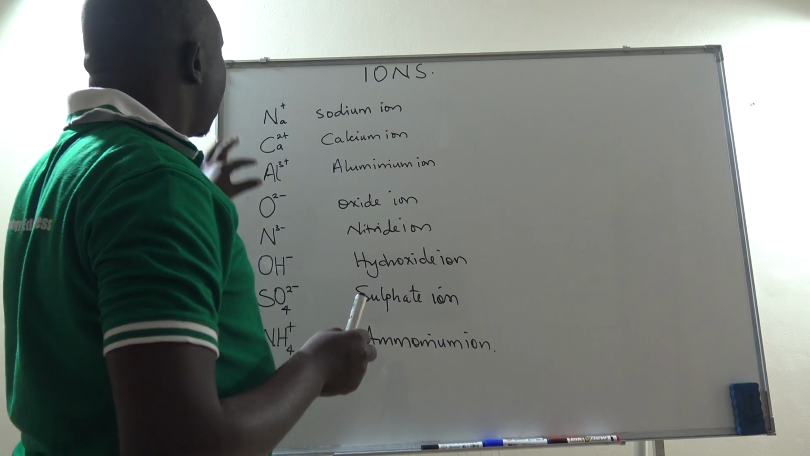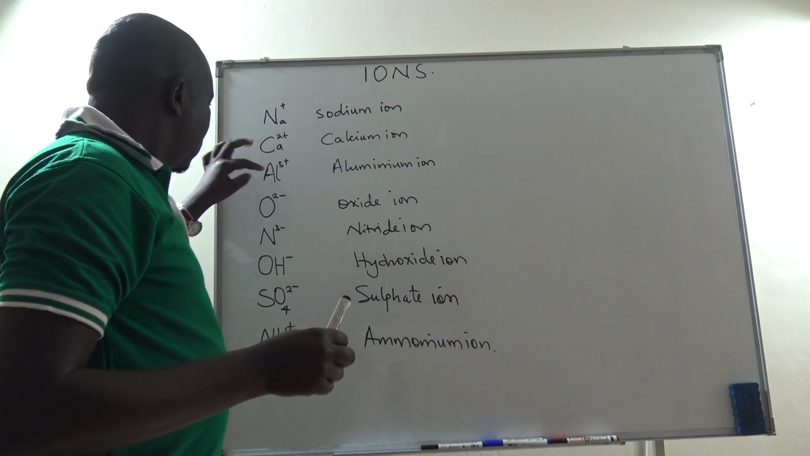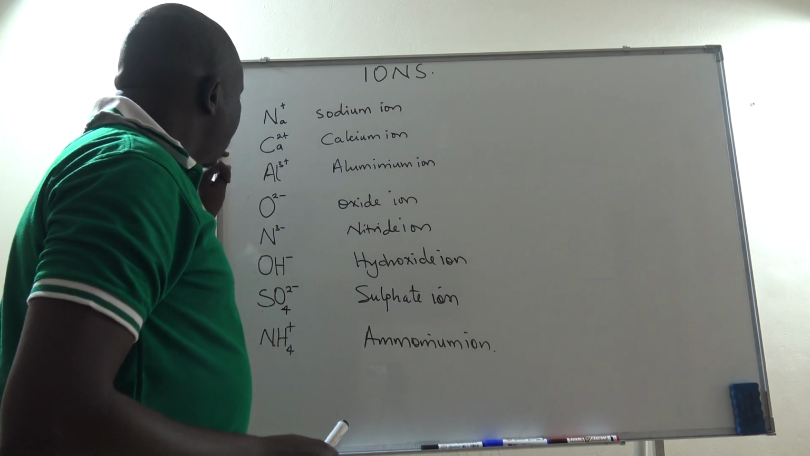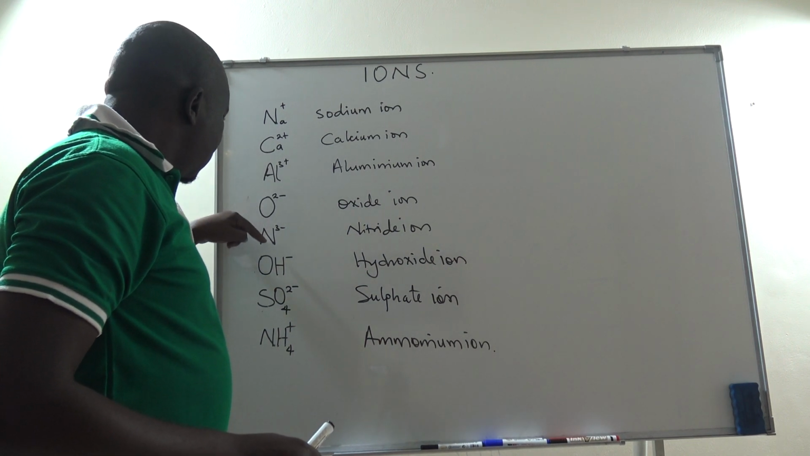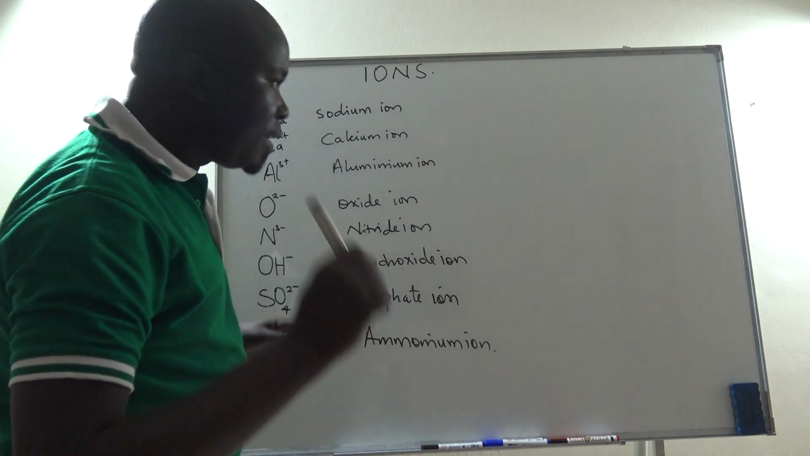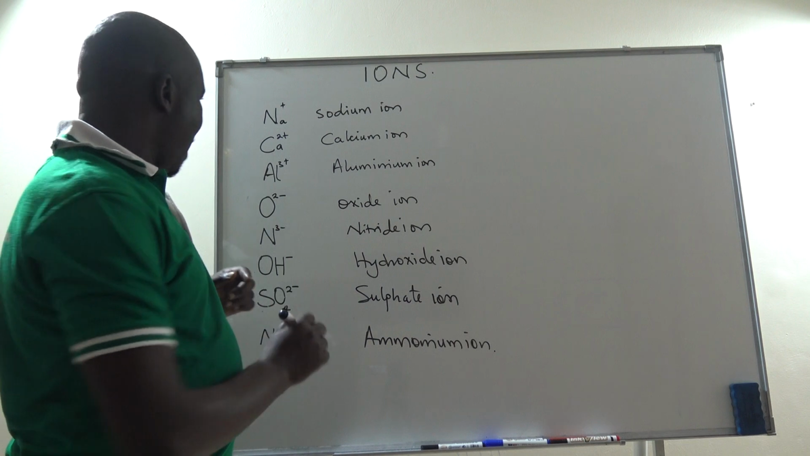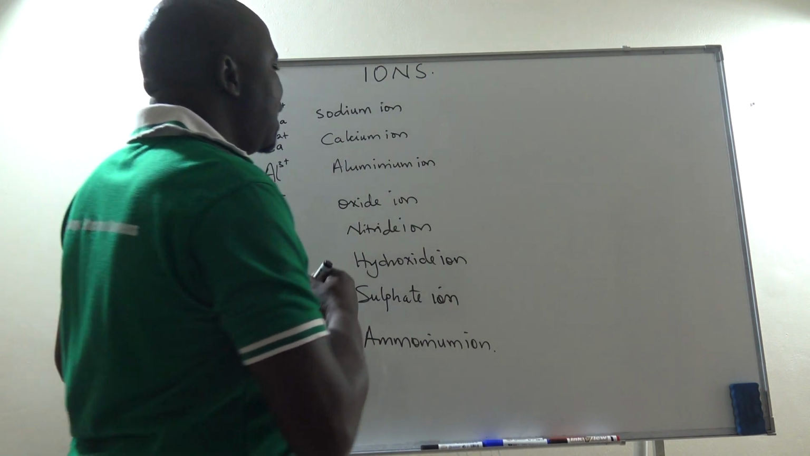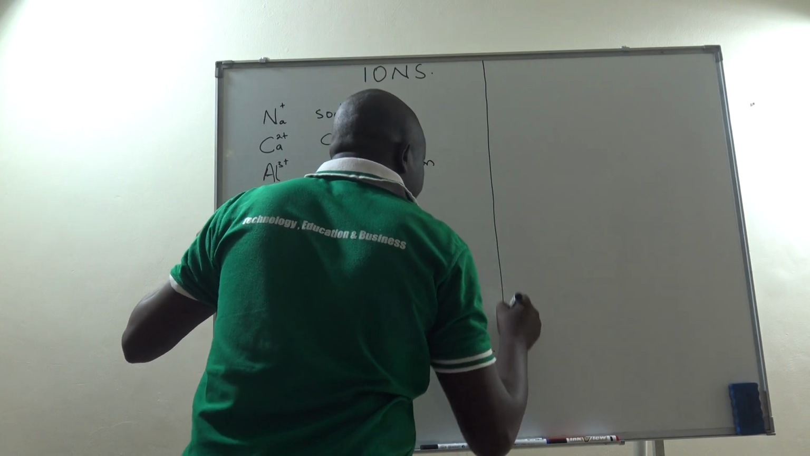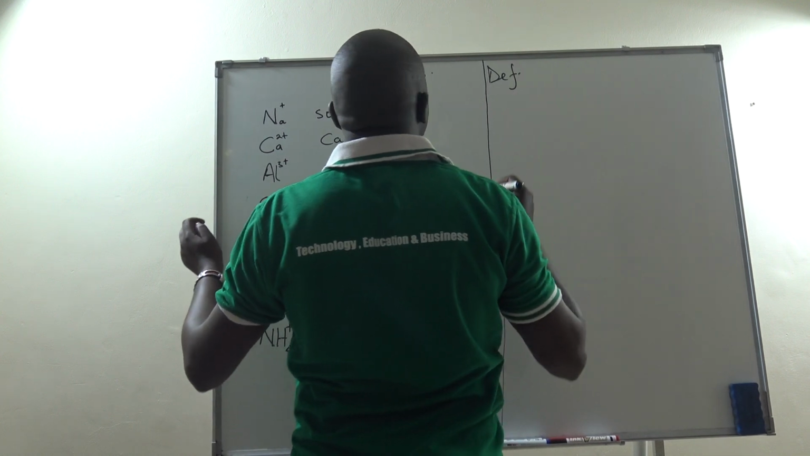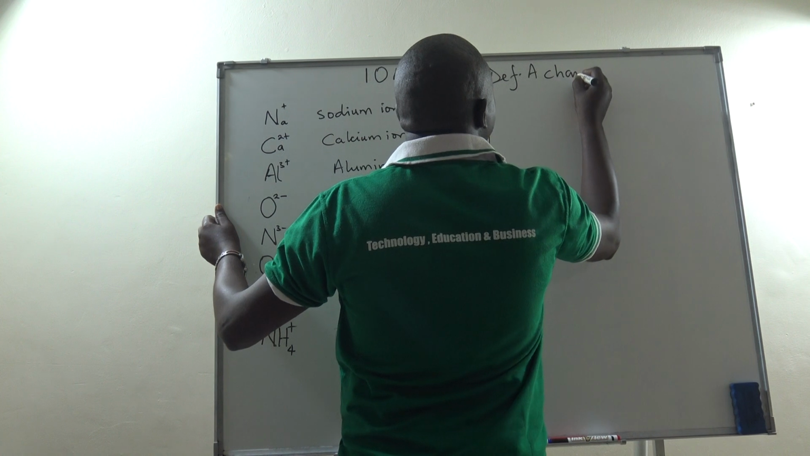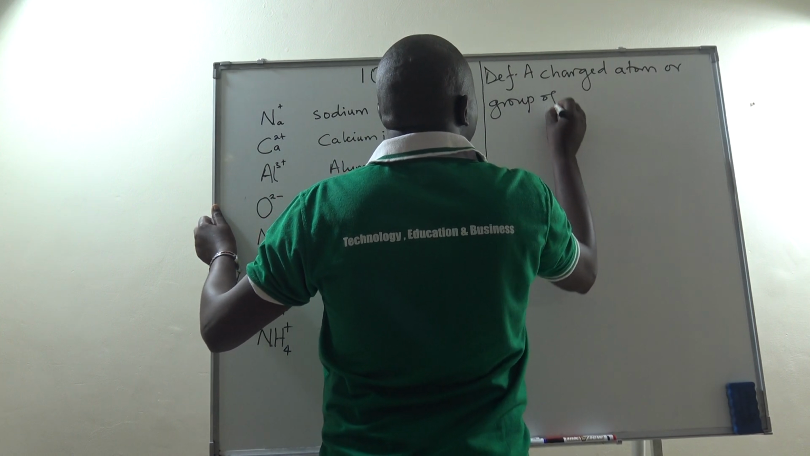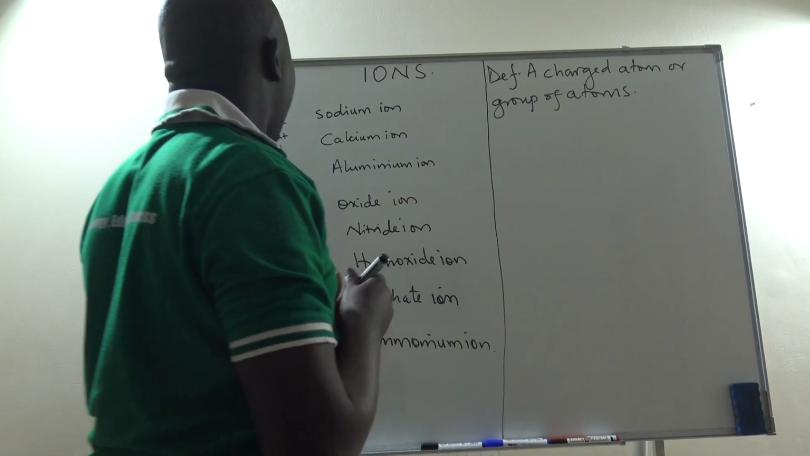You can see that some of these ions consist of atoms and some of them consist of groups of atoms, as you can see with these ones here. So an ion can consist of atoms, can consist of groups of atoms, and some ions are positively charged, while others are negatively charged. So if we use all these, then it can lead us to the definition of an ion. By definition, an ion is a charged atom or group of atoms. As simple as that.